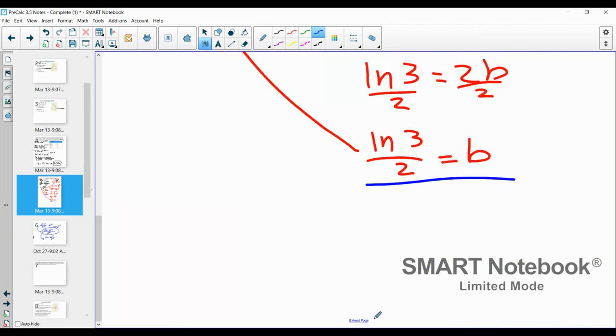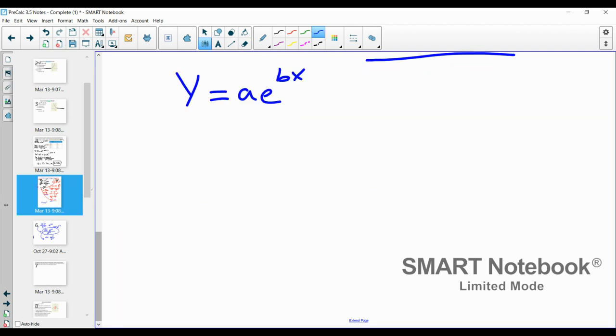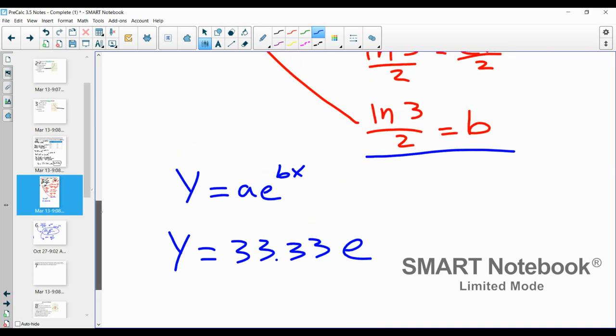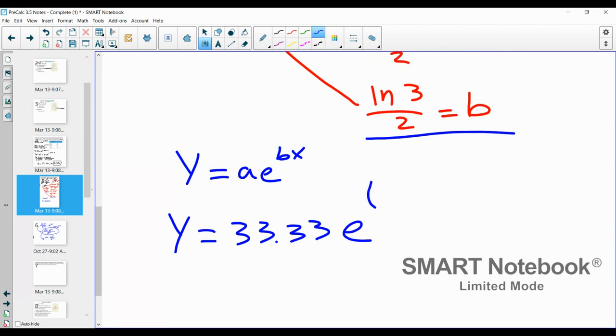I'm going to do this in blue. We have y equals a times e to the bx. I now know a lot of these values. I don't know y, because that's going to be the number of flies, but I do know a is 33.33. I know e is e. I know b is the ln of 3 over 2. And I know x is going to be 5 days. Again, this is calculator work.